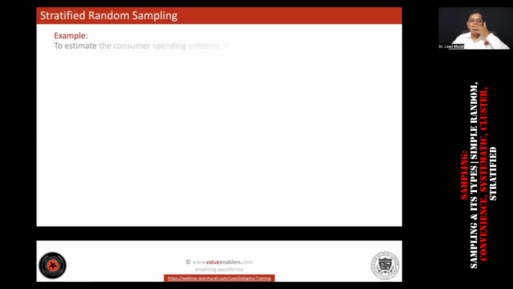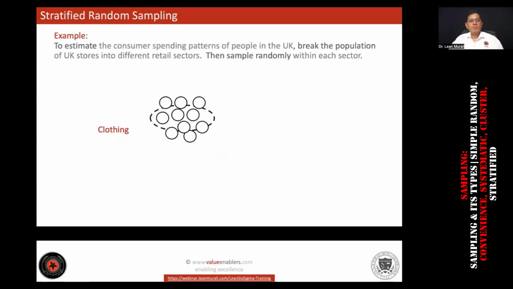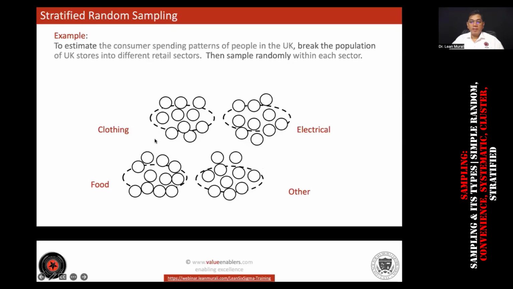Now, to estimate consumer spending patterns, this is stratified. For example, for a clothing company, you can have clothing, food, other. These are called strata. We are trying to find out the customer spending pattern in the UK, for example. There are many retail stores, so we break that into different sectors. Like we separated the blue ones and the green ones, here we are separating out clothing, electrical, food, and others, so that we can see where consumer spending is more, whether in clothing, electrical, food, or others.